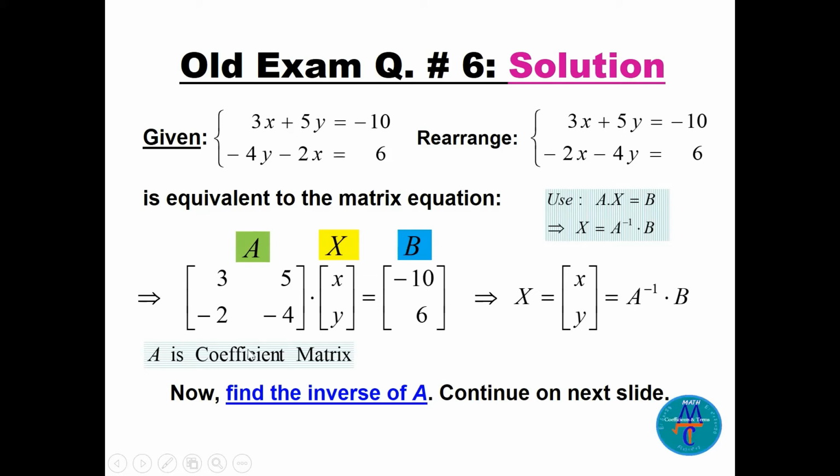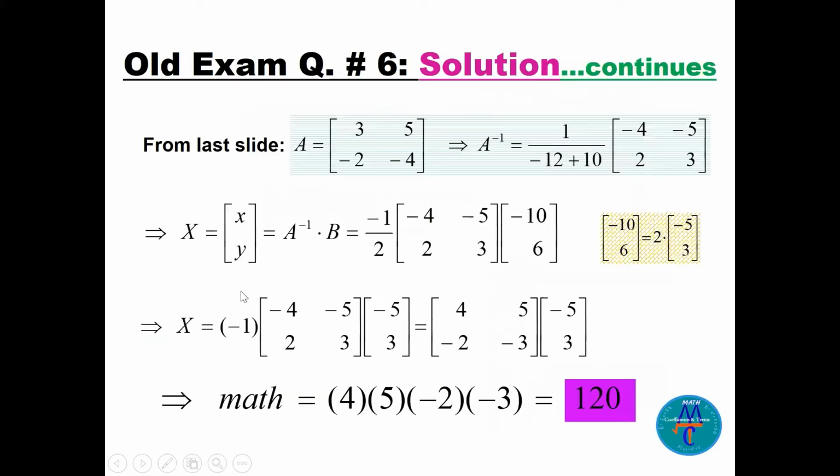So this is A, this is x, this is B. A, as we have mentioned in the lecture, is called the coefficient matrix. So x will be A inverse times B. So I have to find the inverse of A. We did that so many times. This is the inverse of A: 1 over minus 12 plus 10, times [minus 4, minus 5; 2, 3].